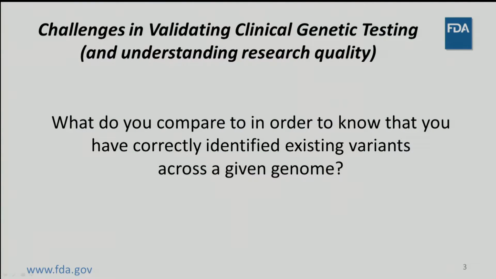Let's start by posing the question of what truth you might compare to in order to know that your test has correctly identified existing variants across a given genome. We will assume here that you're developing a test that is not necessarily targeted to detect pre-specified variants, although you would have similar issues for a targeted test, or even for a test that only detected one or several known variants. In the non-targeted case, you will need to know how well your test performs in detecting the correct bases over wide areas of the genome. You won't generally need to know that your test can detect every possible variant, because that would be nearly impossible.